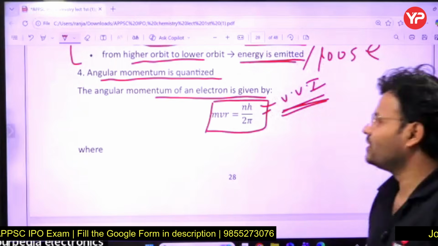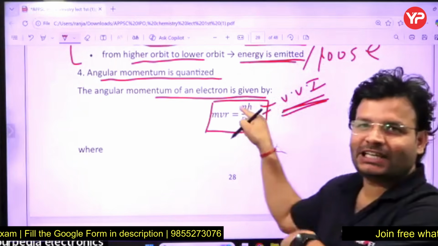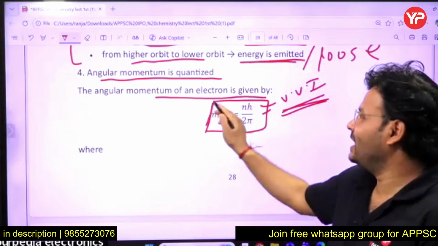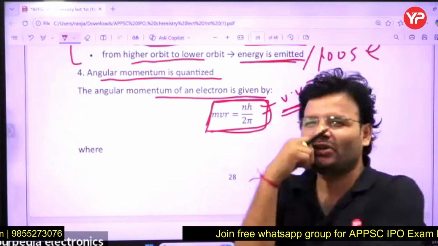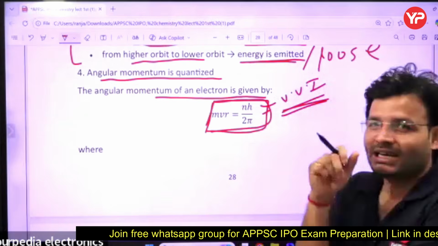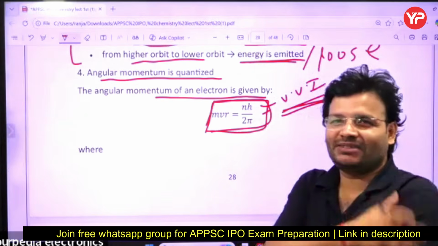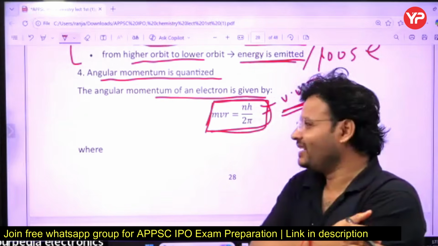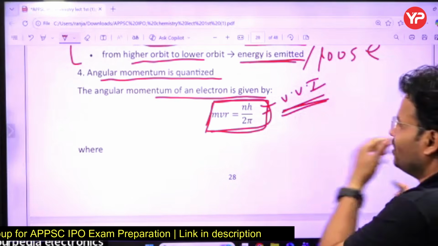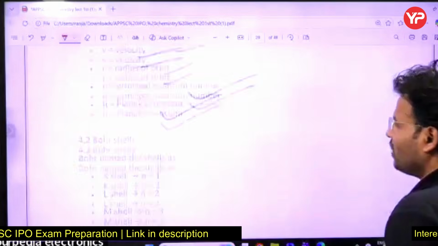The reason I'm telling you is that this question has been asked in HPCL. I think the electronics or electrical branch was there, I'm not able to recall exactly. The simple question was: the angular momentum of an electron is given by what? That's why I asked about it. So keep that in mind.